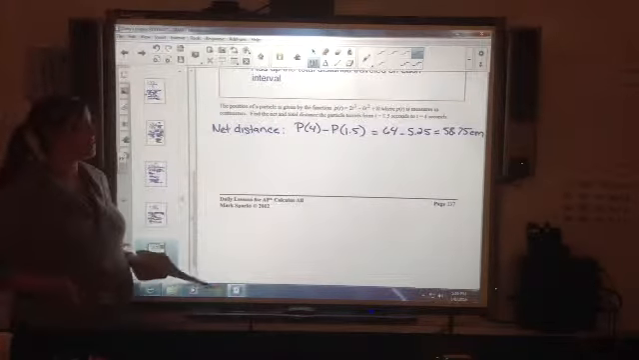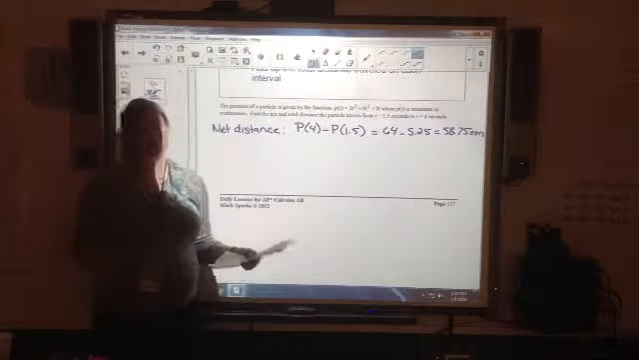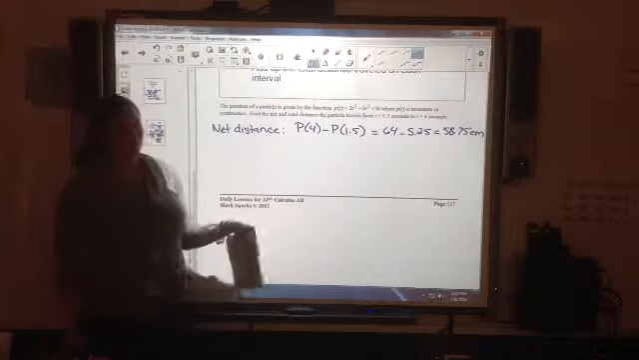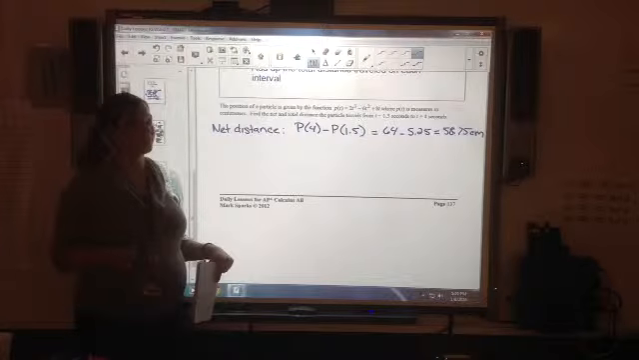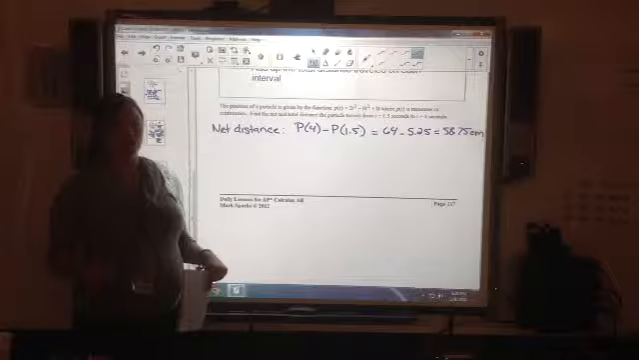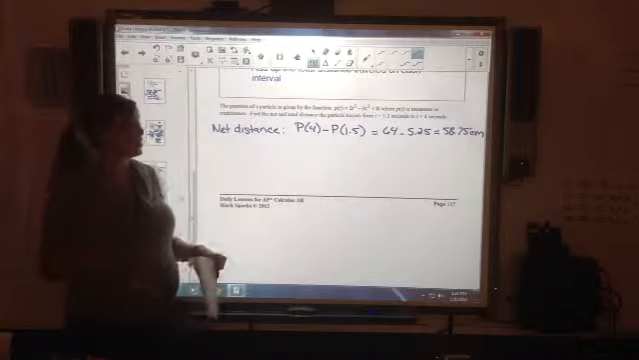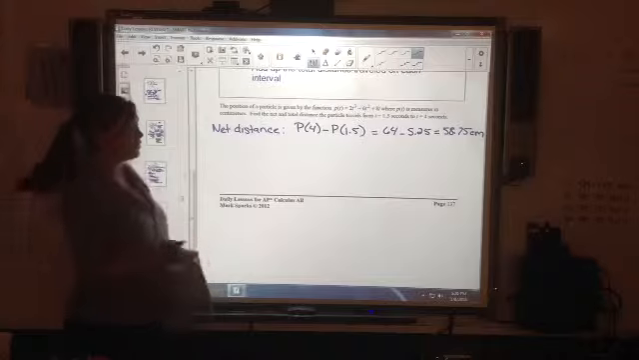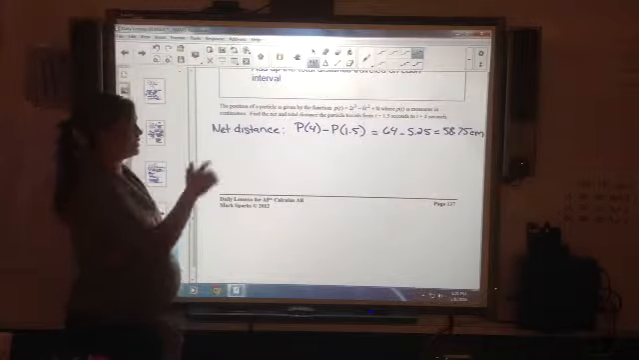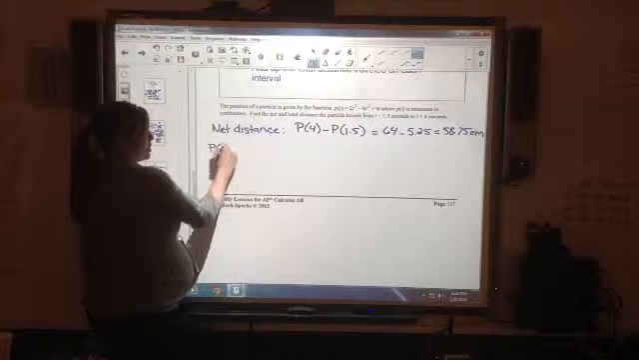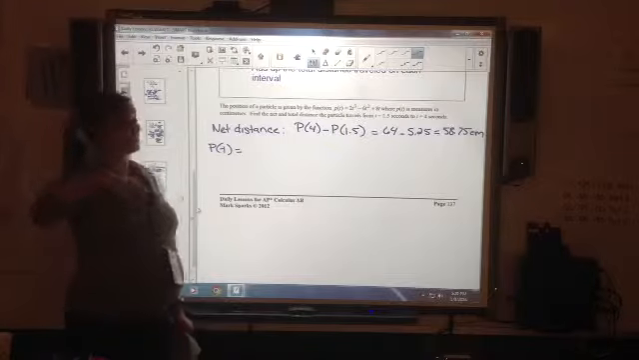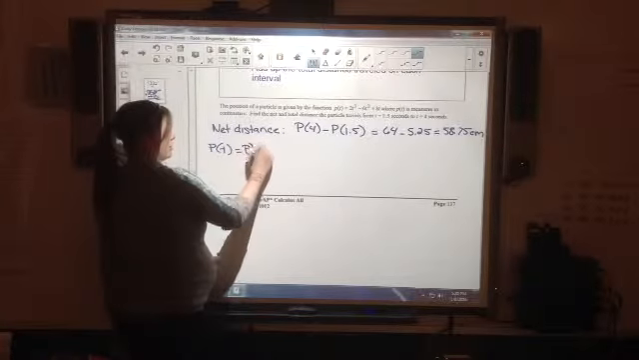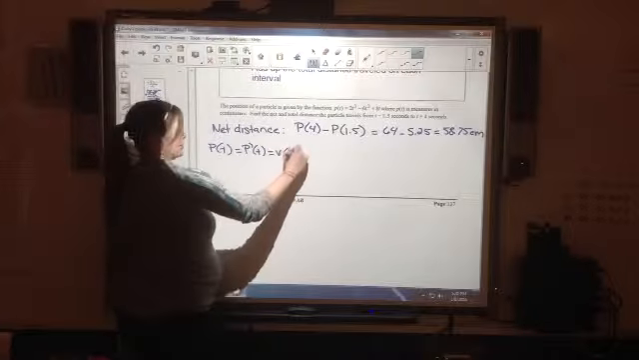Total distance is a little bit harder because you need to figure out, is the particle moving left or is it moving right? Think about it, tell the person beside you, when is a particle moving to the left? When velocity is less than 0. A particle is moving to the right when velocity is greater than 0. So I need to figure out when velocity is equal to 0 so I can see if there are any switches in here. The only way I can do that, given position: the derivative of position is velocity, the derivative of velocity is acceleration. So I'm going to take the derivative of position, and that will give me velocity.